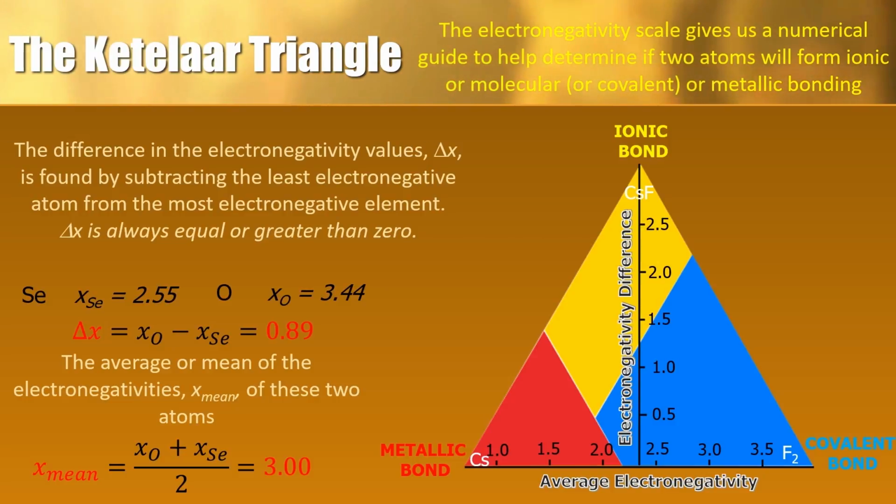For our selenium-oxygen example, with an electronegativity difference of 0.89 and an average electronegativity of 3.00, the values land us right into the covalent bonding region of the Ketelaar diagram.